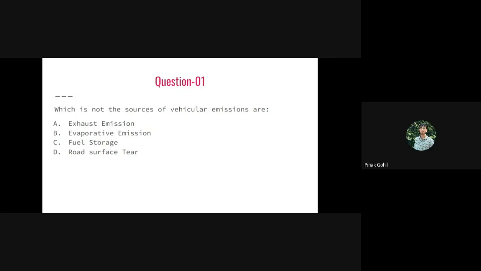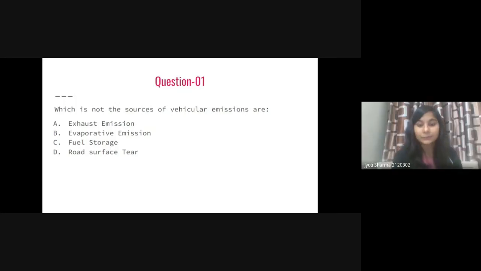Nishant gave me C, storage. Tomato gave me A. I think Nishant's answer is right. That is fuel. Rajpala gave me answer D, road surface tear. Yes, the answer is C actually.